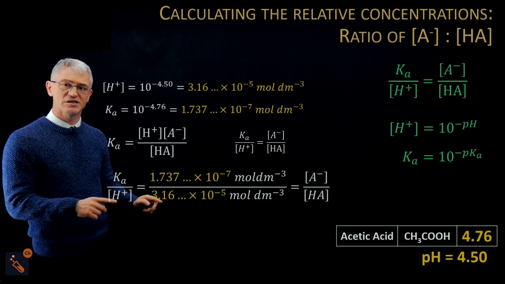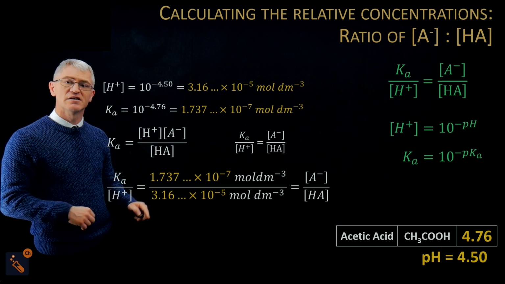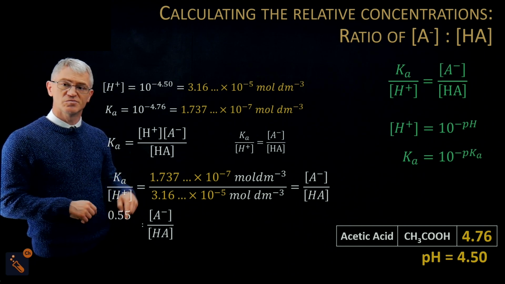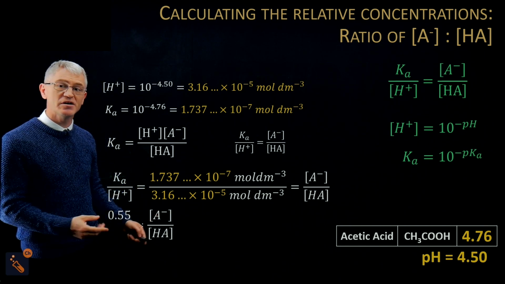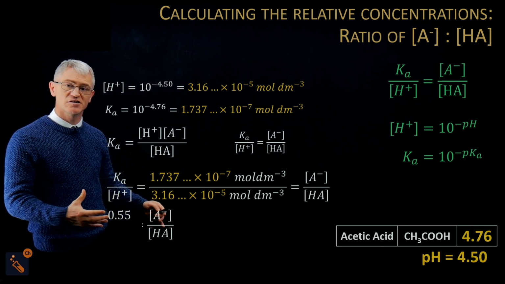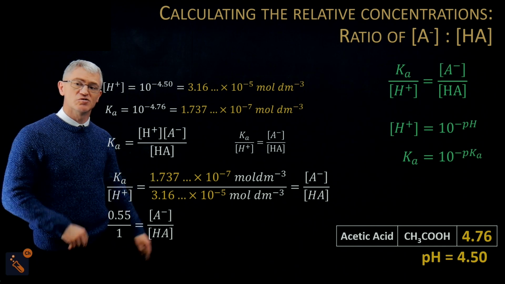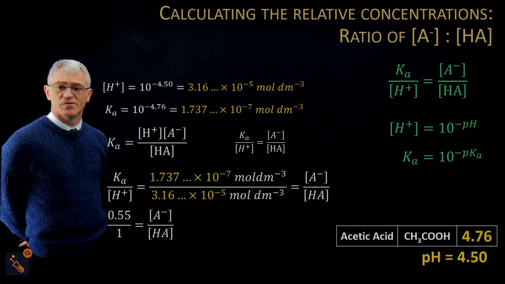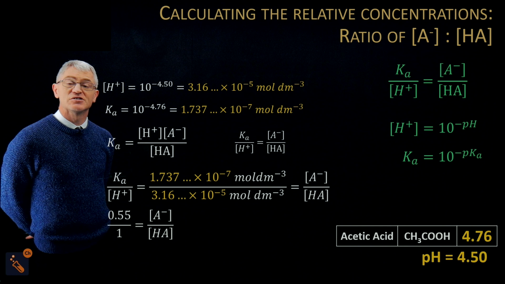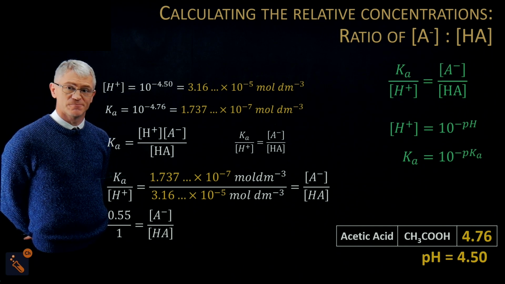Okay, and then you put it into the equation, and your ratio should be 0.55. Now remember, if you're quoting it as a ratio, that's 0.55 over 1, okay? So 0.55 over 1. And that is how you get the ratio.